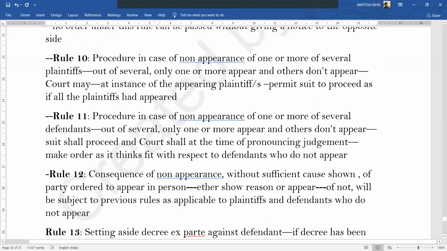Now, what does rule number 12 say? If you are not appearing and not even giving sufficient reason, especially if you were ordered to appear in person, you have to either show reasons why you did not appear or you have to appear. If you are not doing so, then if you're a plaintiff, your suit will be dismissed. If you're a defendant and you did not appear, the ex parte proceeding will go on.